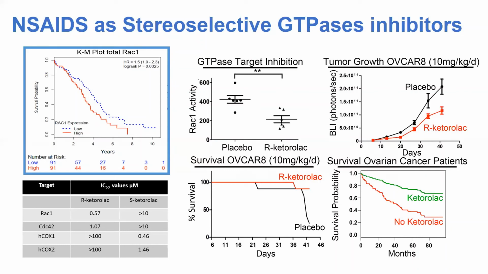4, there is enhanced human survival when patients are treated with racemic ketorolac for pain management of ovarian cancer, based on Linda Cook's retrospective study. And finally, animal survival is enhanced and tumor growth is reduced with R-ketorolac using the model cell line of CAR8.